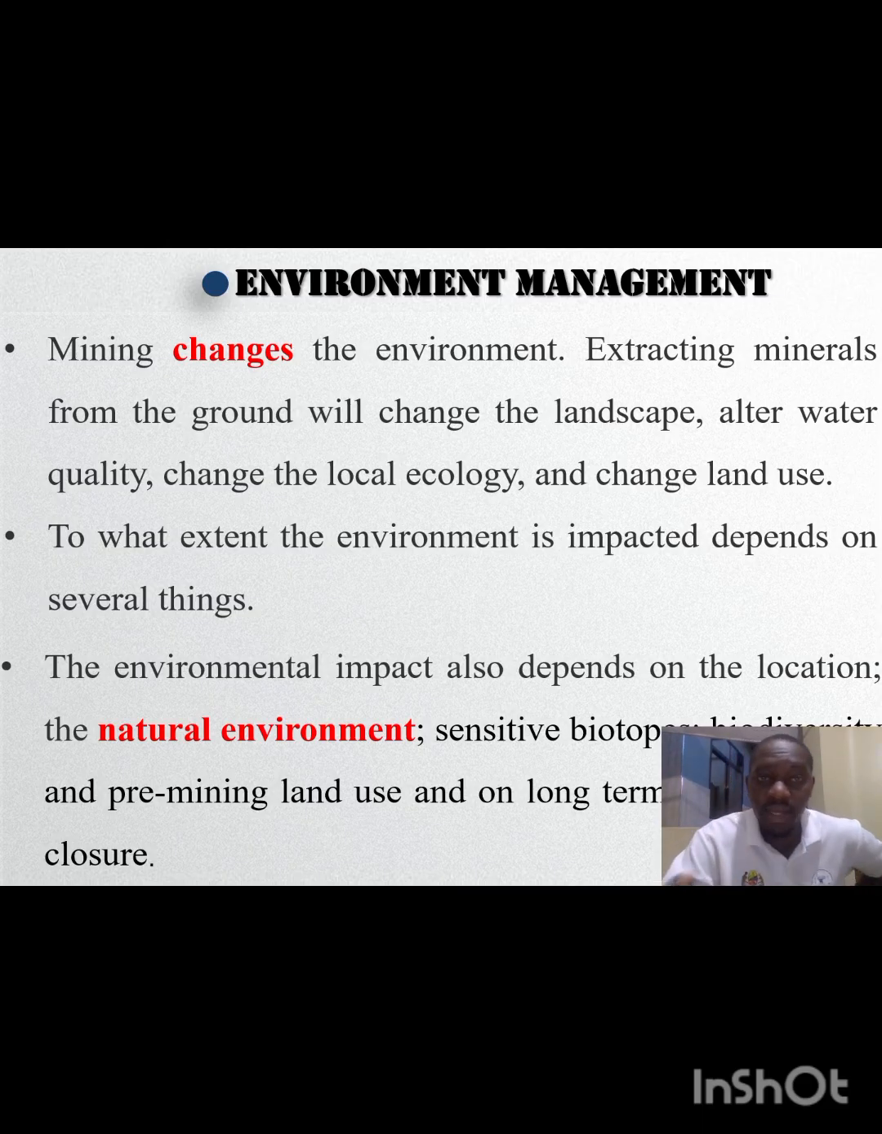Okay, mining changes the environment. We talked about how it changes the environment, how it changes the landscapes. But let's go to what extent, and some factors on which the impacts depend. The environmental impacts and the extent of impacts.